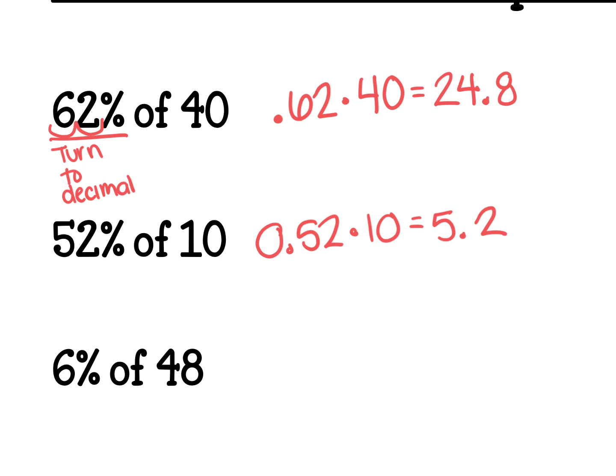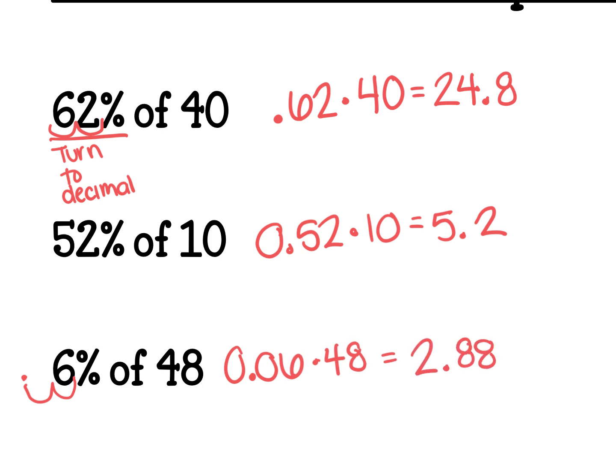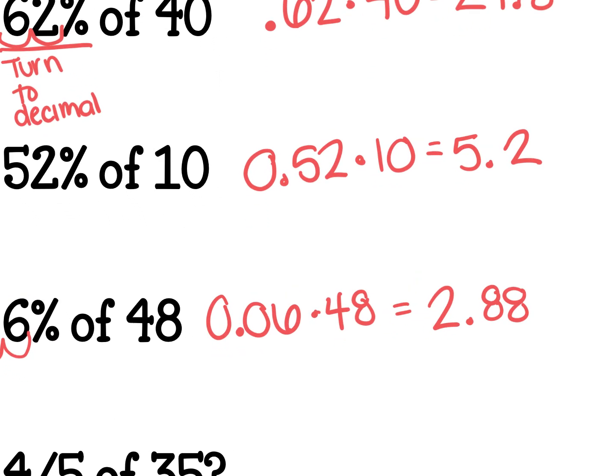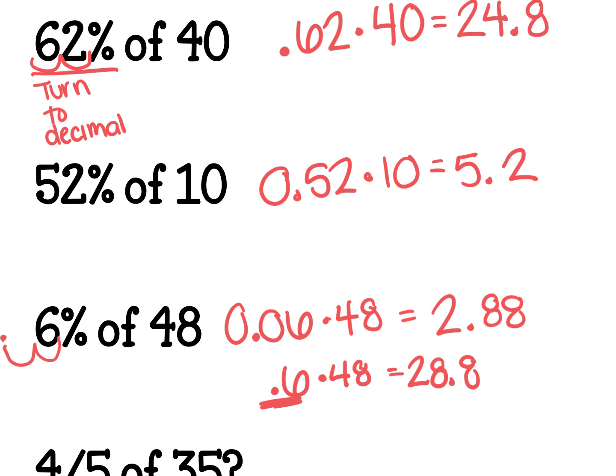And Evie, what'd you do for the last one? Move the decimal 2 places to the left, which is 0.06, and then multiply it by 48, which is 2.88. Good. That last one threw some people off earlier today. If you got 28.8 for the last one instead of 2.88, what you did is you just made the decimal 0.6 times 48, which is 28.8. 0.6 though is not 6%. What percent is 0.6?